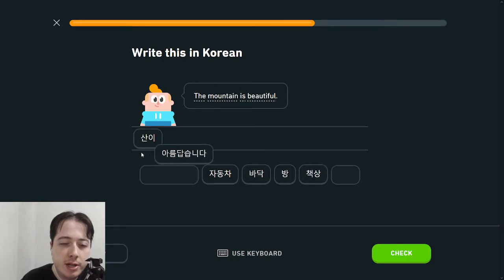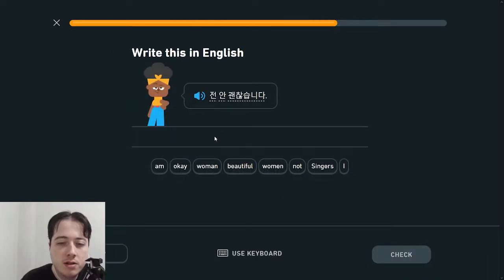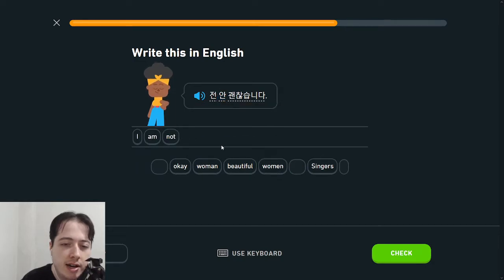산이 아름답습니다. 전 안 괜찮습니다. 괜찮 is alright. Yeah, it's alright, I guess. Okay. So it's alright or okay. And this is 전 is I am, maybe. It's like 저는. 전, maybe it's the same thing. I've never seen this before, 전. I think it's I am, and then 은 is not. I am not 괜찮습니다, which is okay. So I am not okay.